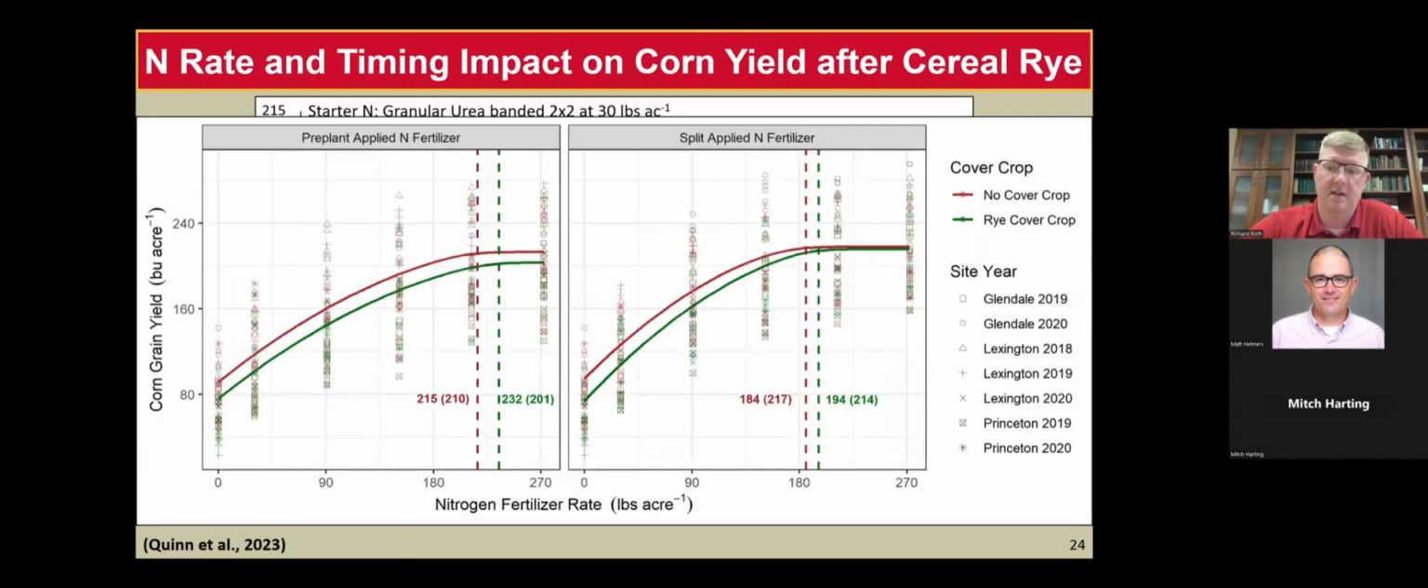And then this is from the corn agronomist at Purdue University. He looked at nitrogen timing, so putting everything out pre-plant or doing starter and side dress. And when he put everything out pre-plant, he actually never was able to close the yield gap. But where he used starter and side dress nitrogen, he actually was able to close the gap and get equal yields.